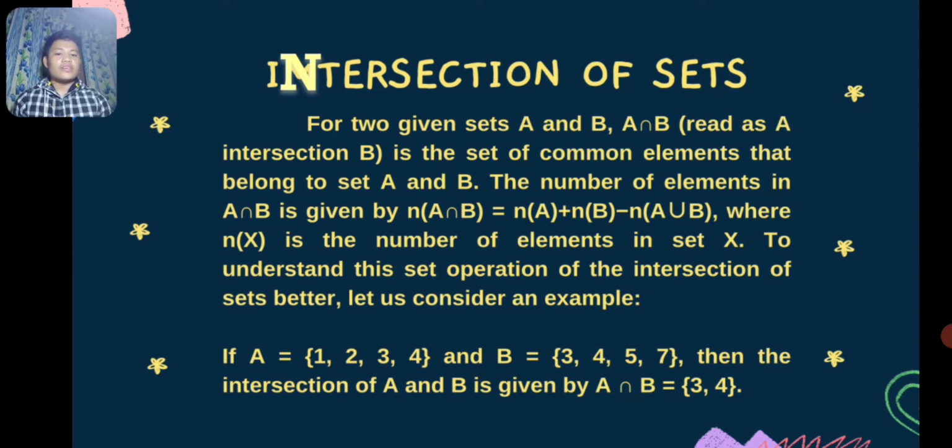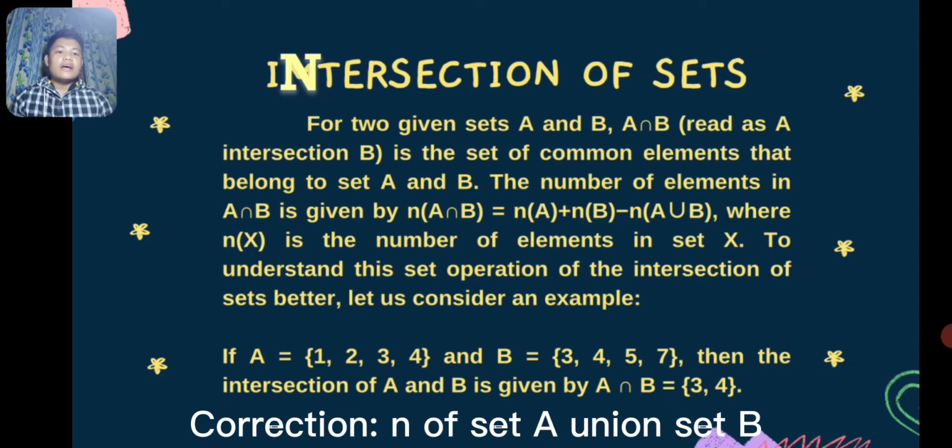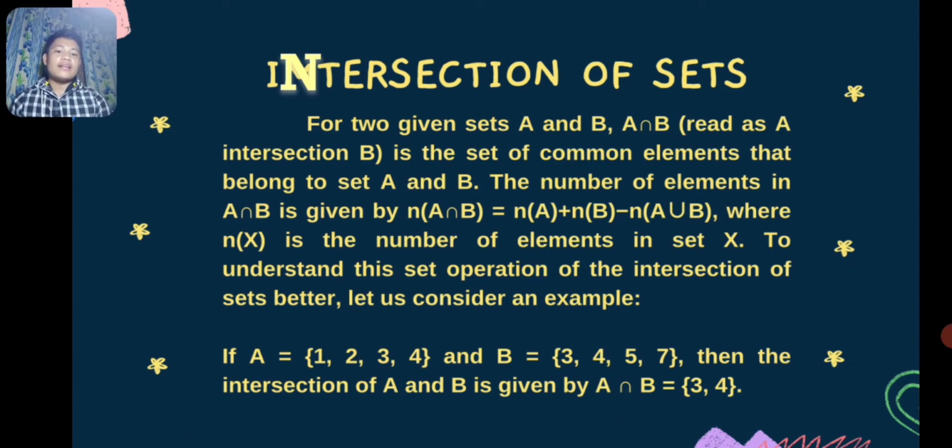The number of elements in A intersection B is given by the formula n(A intersection B) is equal to n(A) plus n(B) minus n(A union B), where n(X) is the number of elements in set X, just like in the union of sets. To understand this set operation of the intersection of sets better, let us consider an example.